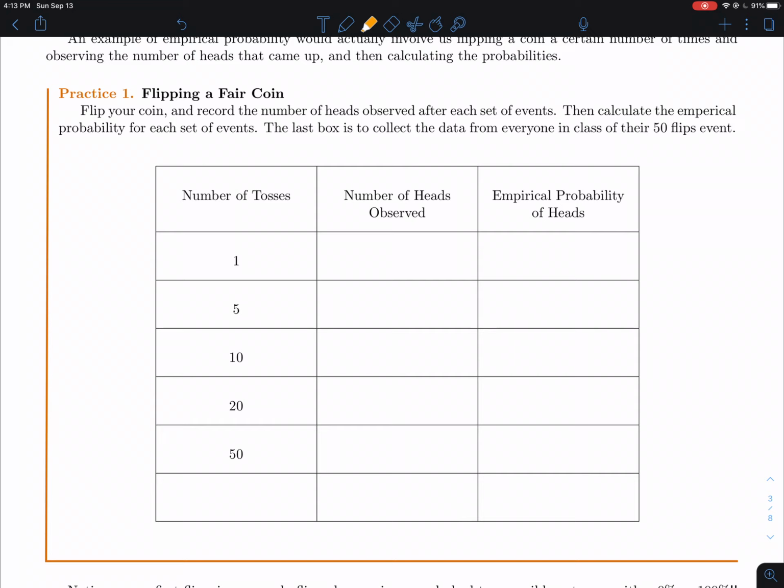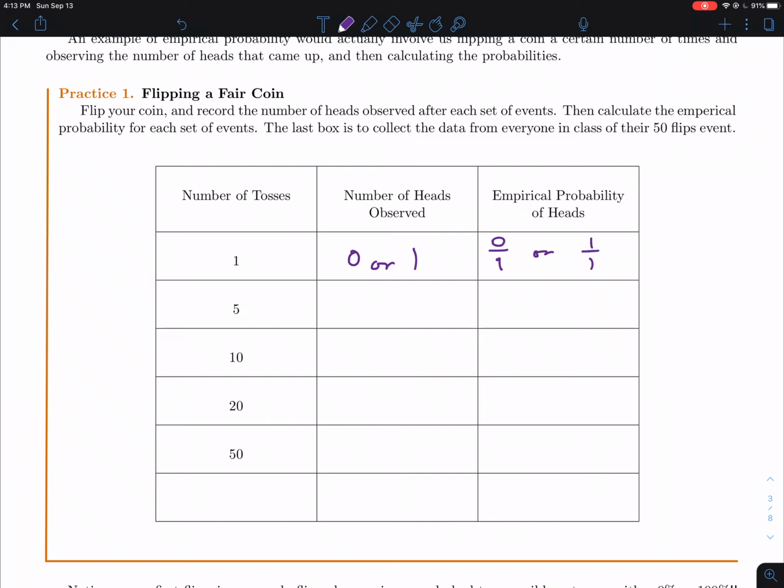So in this case, what we're going to do is toss a coin one time. Since we're only flipping it one time, you're only going to get either a heads or a tails. So you're going to write either a 0 or a 1, because it either was a heads or it was a tails. And then your probability is either going to be 0 over 1 or 1 over 1.